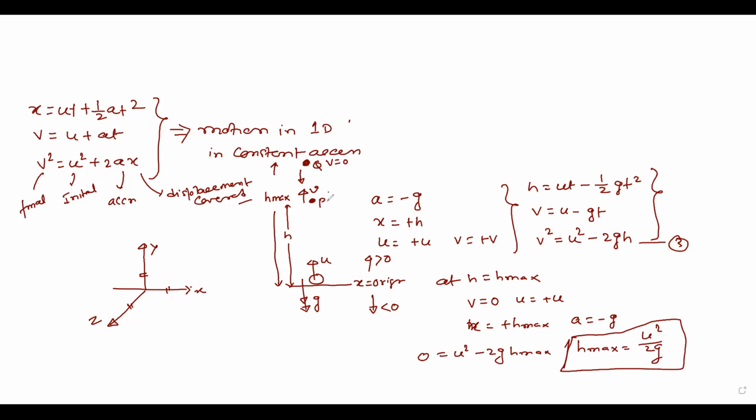Now suppose the ball is at this point, what is the time? For example, if I just want the time taken by the ball to reach maximum height, suppose it is t. So we may again use this equation: v equal to 0, so 0 equal to u minus g t. So time is u by g.